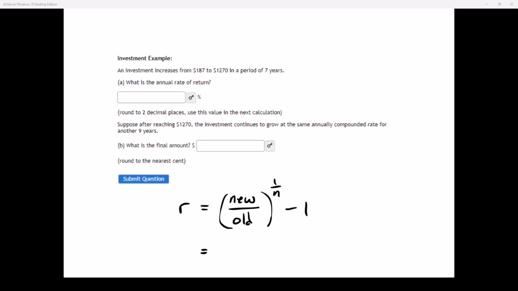So the new value, that's the 1270. The original or old value, that is the 187. Here we have equal steps of time of 7 years, so it's 1 over 7. So whatever this amount of time is, as long as it's equal amounts of time, you'll get a rate of growth in that corresponding time increment, right? So here it will be yearly return because the 7 represents years. And then the minus 1, it basically just calculates the amount of change from 100%.